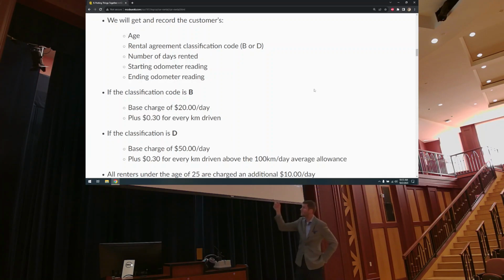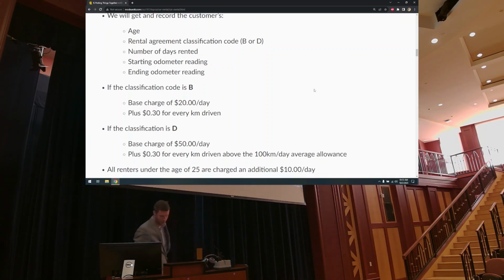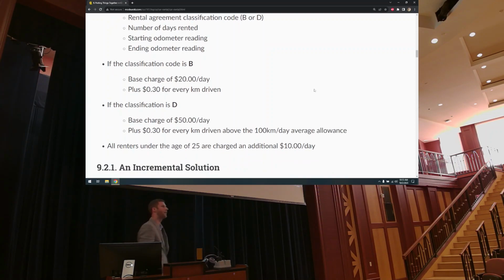Classification code D, on the other hand, is $50 a day plus 30 cents for every kilometer driven above the 100 kilometer a day allowance, the average allowance. How do I word this? What did I say? Above the 100 kilometers a day average allowance.